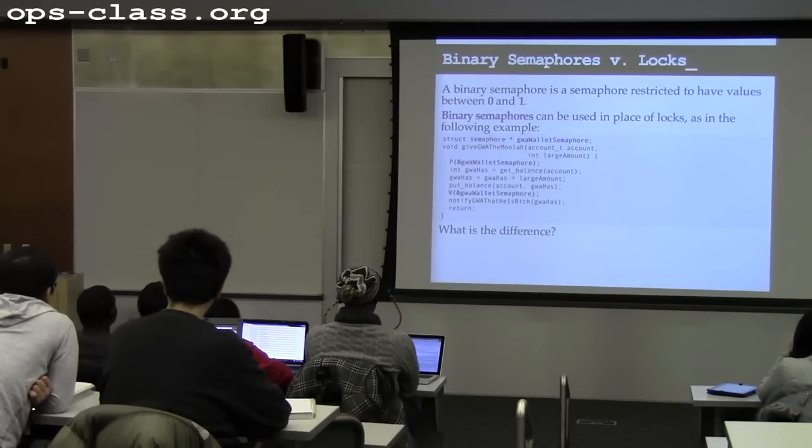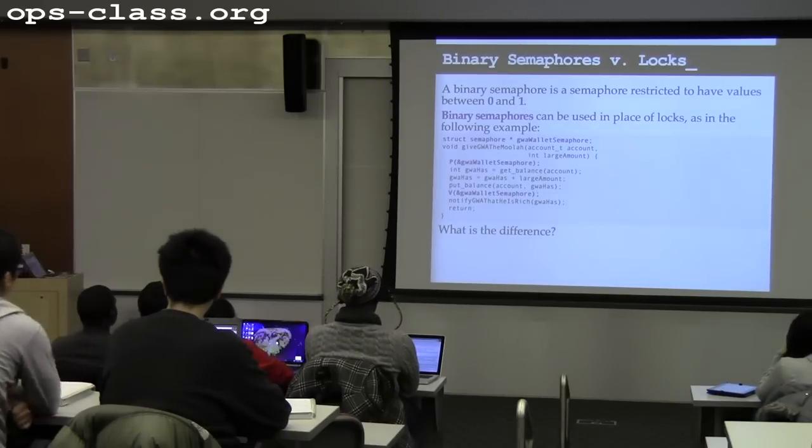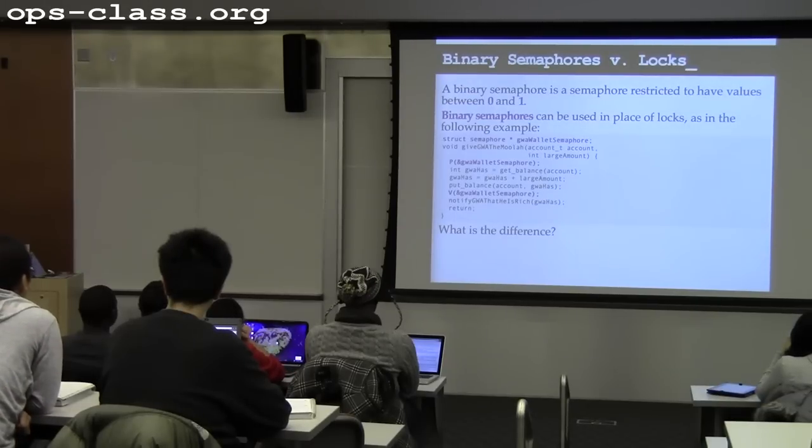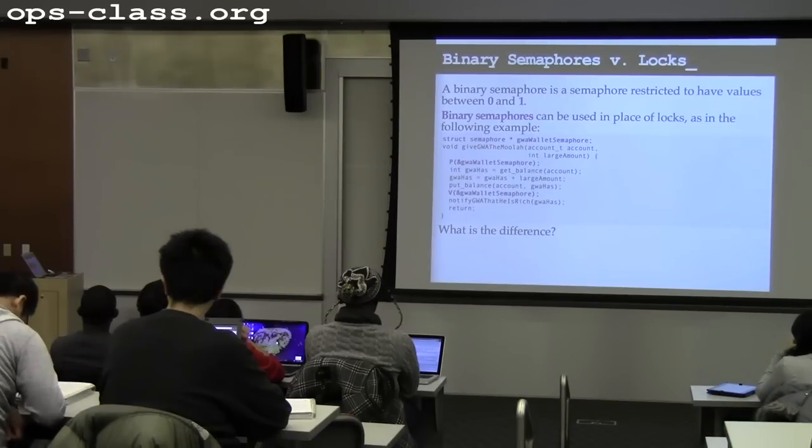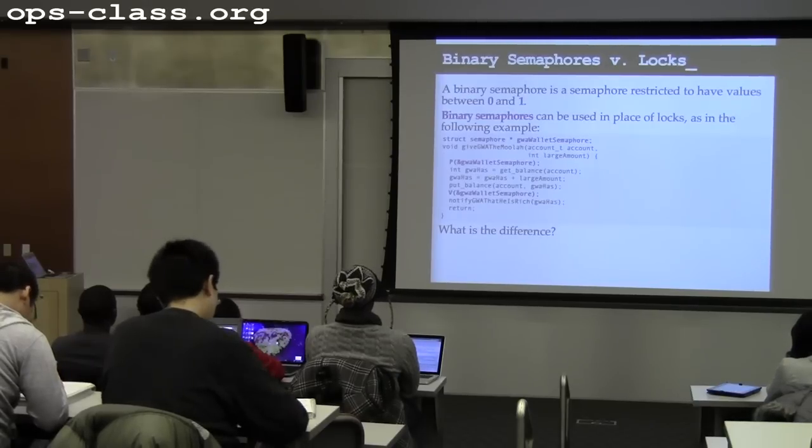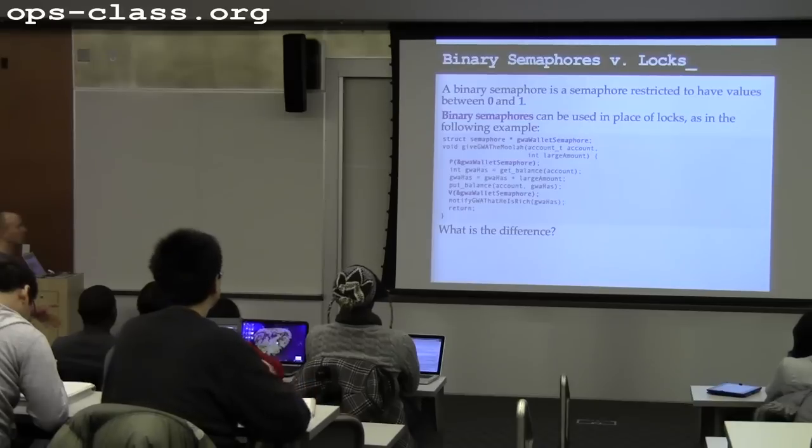Okay. So a binary semaphore is a special case of a semaphore that's restricted to have values between 0 and 1, right? We don't give you an implementation of a binary semaphore, but you could very easily build one, or you can use a semaphore in a way that's intended to be binary, right? You can have a semaphore that, based on your code flow, only takes on the values of 0 and 1, okay? So binary semaphores can be used as a replacement for a lock, right?